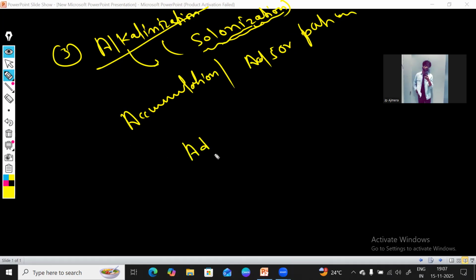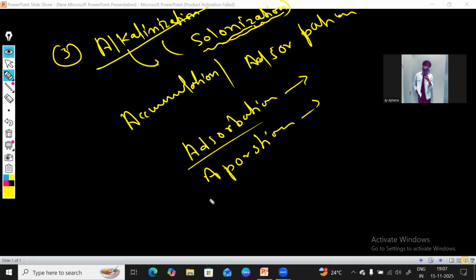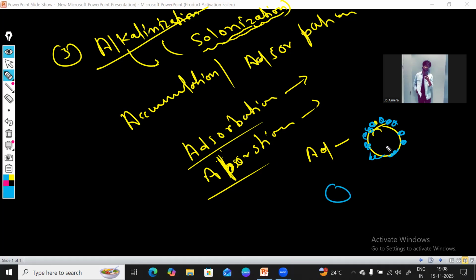There are two terms, adsorption and absorption. What is the difference? Adsorption is about the surface. Anything will be accumulated on the surface. Adsorption is always about on the surface, and absorption is always about within the surface. That is the simple difference.